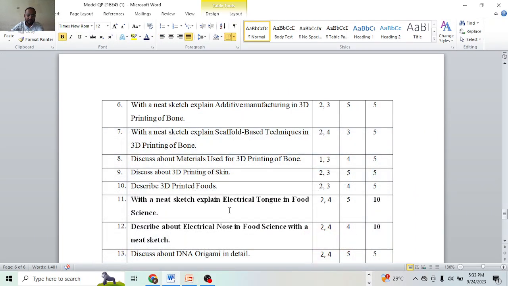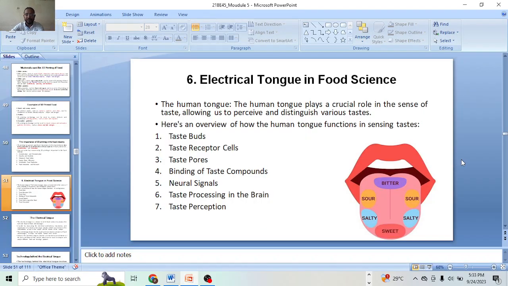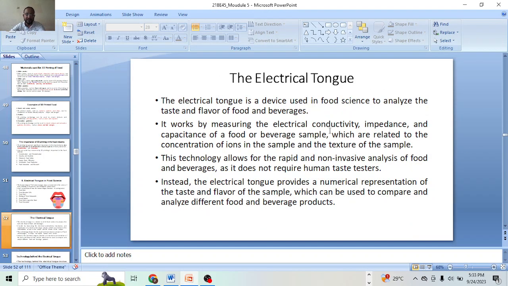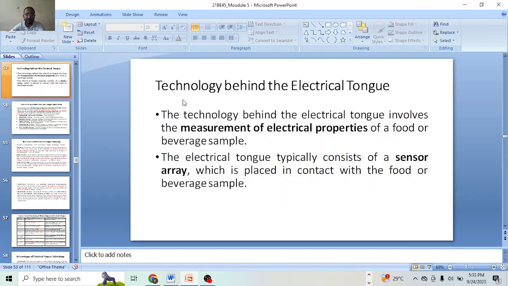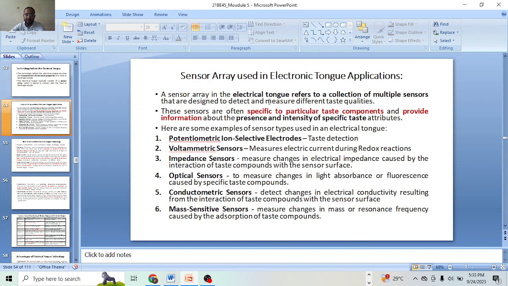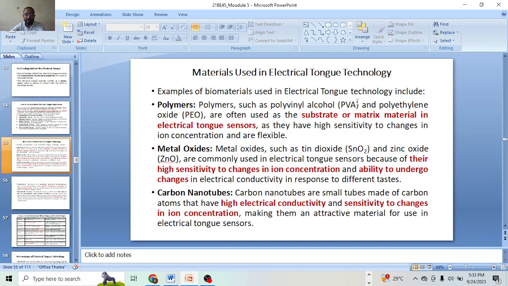Next, explain about electrical tongue in food science. Here you have almost 7 different sensors that can be explained. So that is asked for 10 marks. Introduction can carry 2 marks. This diagram can carry 1 mark, so 3 marks over. Electrical tongue 2 marks. Technology behind, 2 marks. Sensory arrays used, 2 marks. So 2 plus 2 plus 2 plus 3.